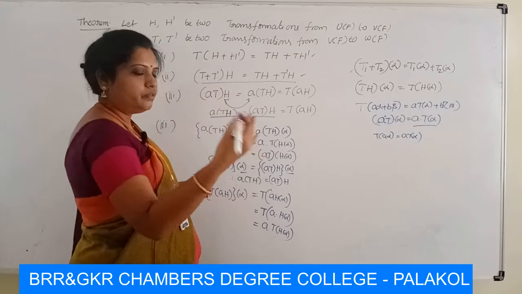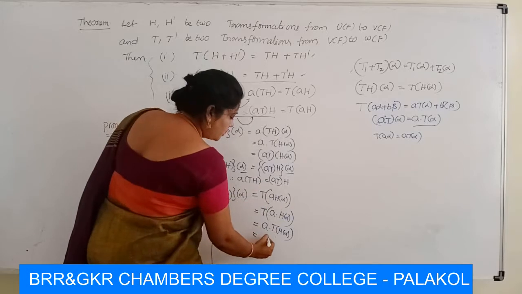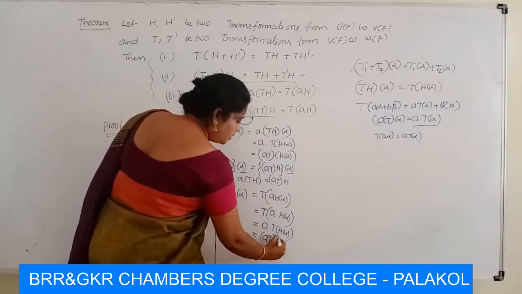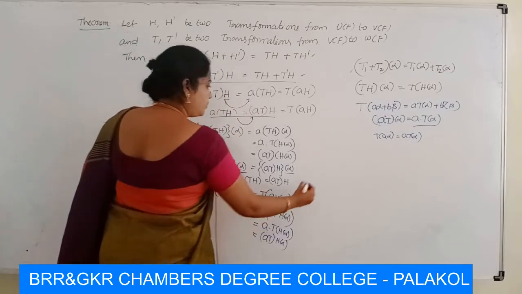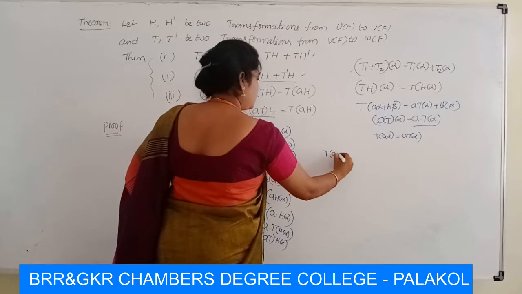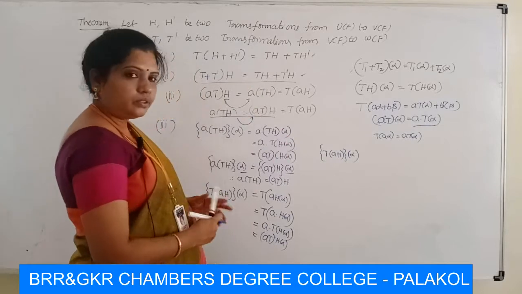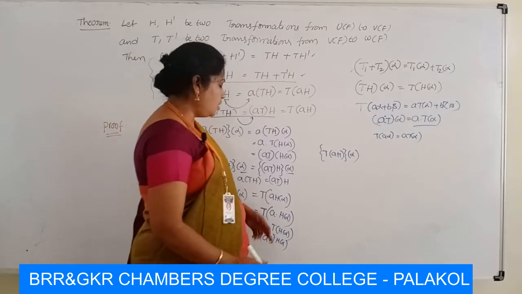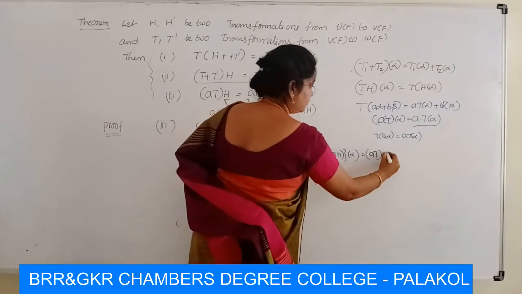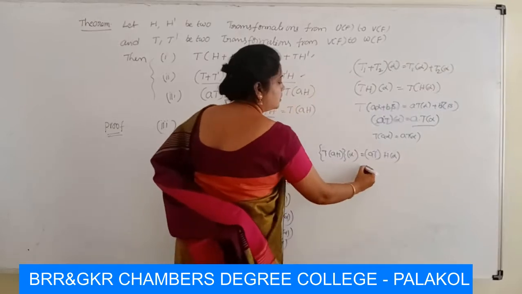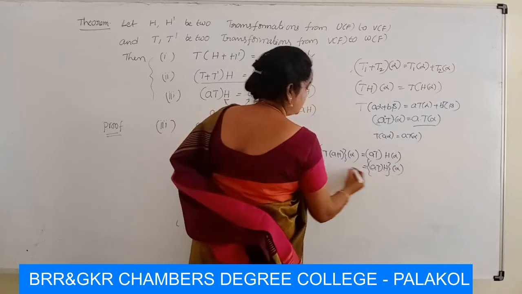H of alpha is a vector in V, so again this is scalar multiplication with the vector. So again it is written as A T of h of alpha. So then T into AH of alpha is equal to AT of h of alpha. So this can be written as AT into h of alpha.